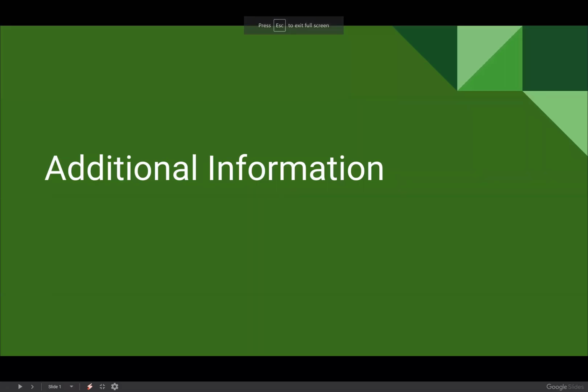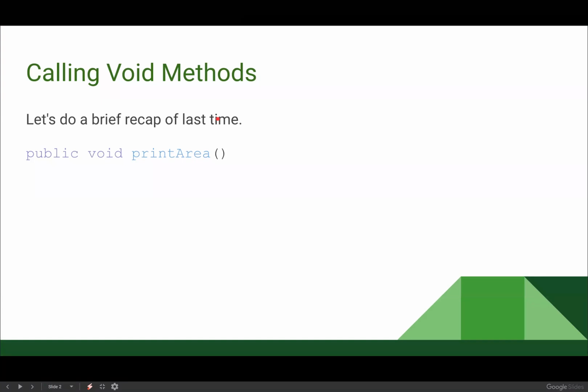All right, so today we are going to be adding some additional information to the methods that we write. So I'm going to do a very brief recap of what we talked about last time, how we can create and call a void method. If we remember our signature for our void methods, we have our access specifier, which is either public or private, depending on what we want. For right now, everything's going to be public.